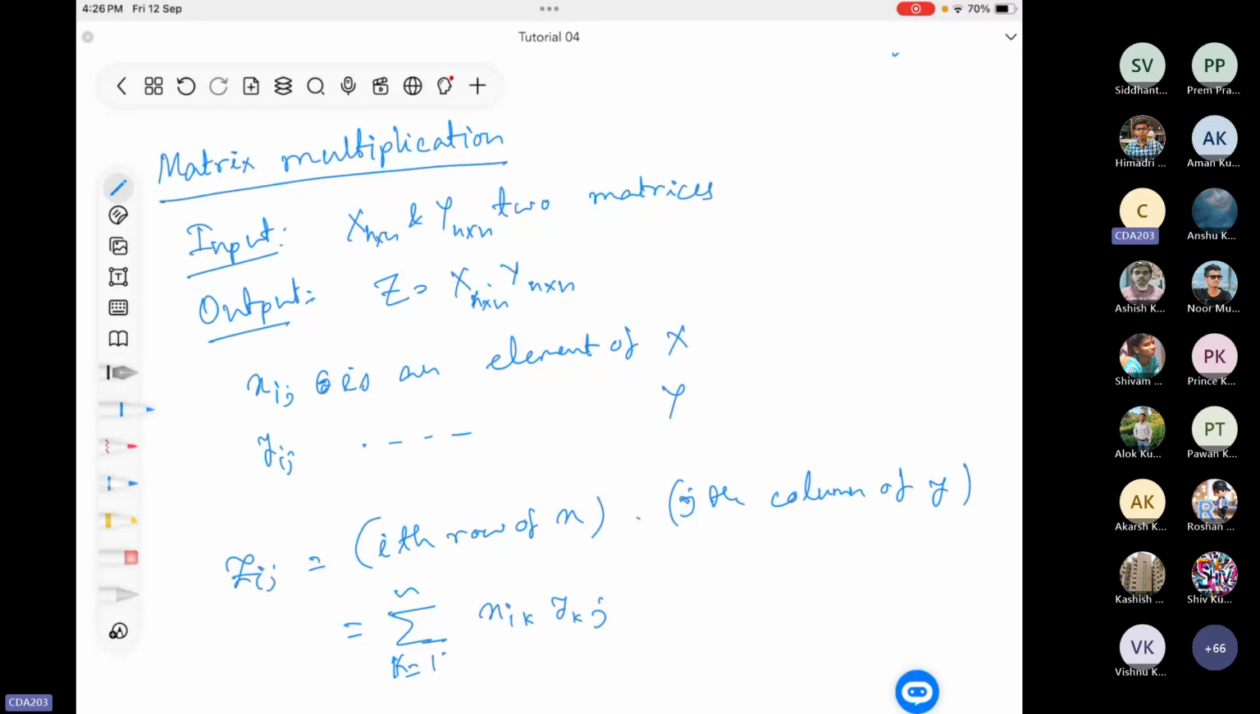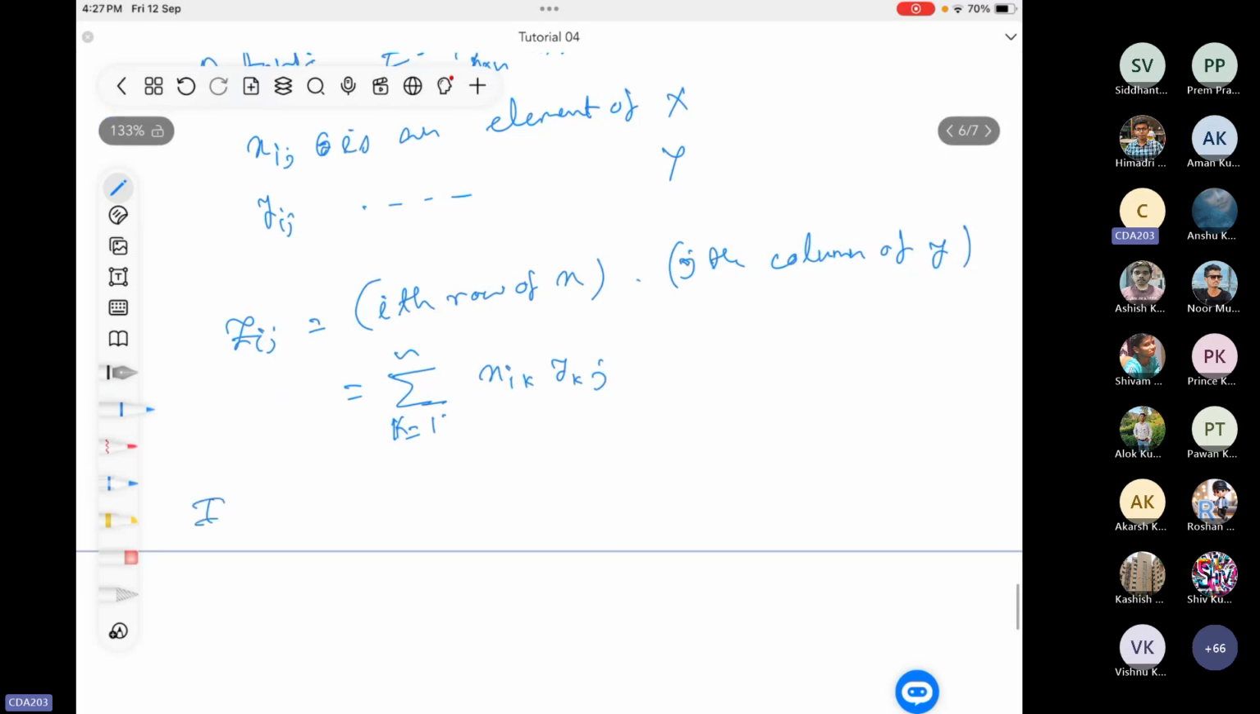And you are giving input as 2 n cross n matrices. That means your input size is order n square. So your input size is equal to order n square.